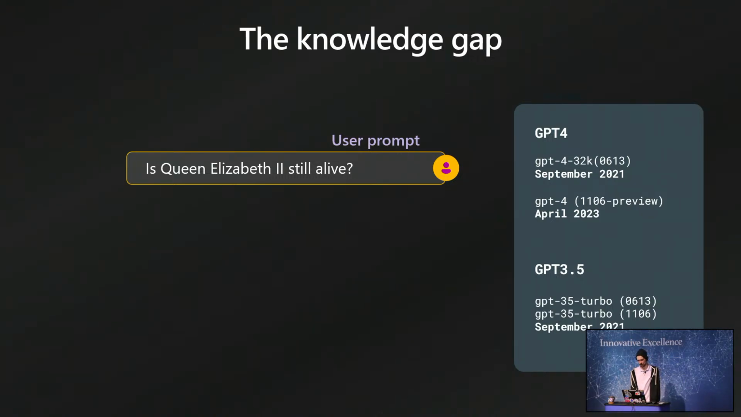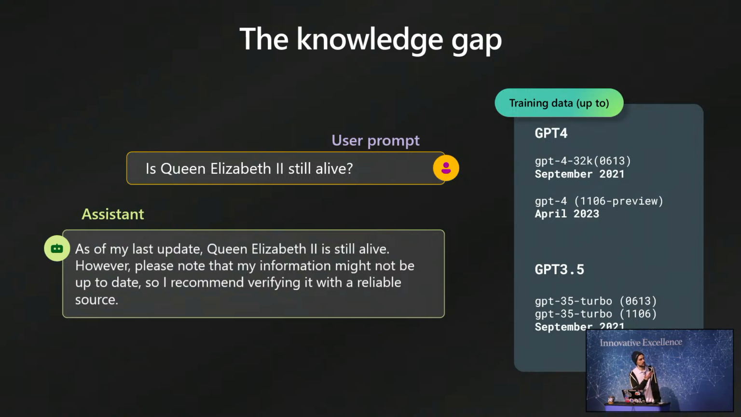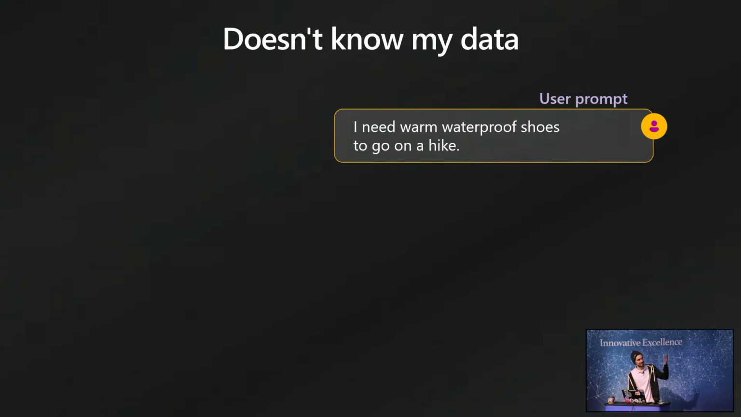And so what you'll see here is "Is Queen Elizabeth II still alive?" "As of my last update, Queen Elizabeth is still alive. However, please note this information may not be up to date, so I recommend verifying with a reliable source." So it's not sure, because it knows that it doesn't know all the way up to the current time, which is kind of an oddity too. I'd be willing to bet that this is actually produced using a meta prompt that tells it what the date is, because models are also terrible at telling you what the date is.